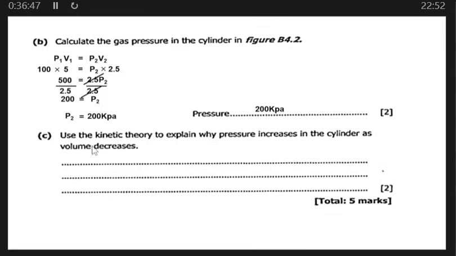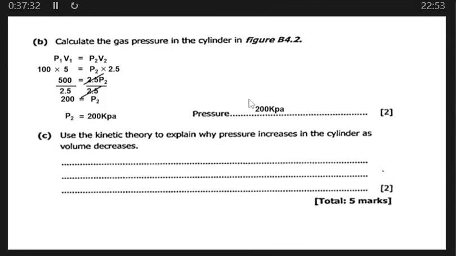Question C says use the kinetic theory to explain why pressure increases in the cylinder as the gas volume decreases. So remember, when you decrease the volume of the container where a gas is, it means that you are bringing particles closer. According to the kinetic theory, particles in a gas are in continuous random motion and they move with high speed, colliding with themselves and the walls of the container, and these collisions are elastic, which means that they produce a kind of pressure or force when they hit on the walls and themselves.